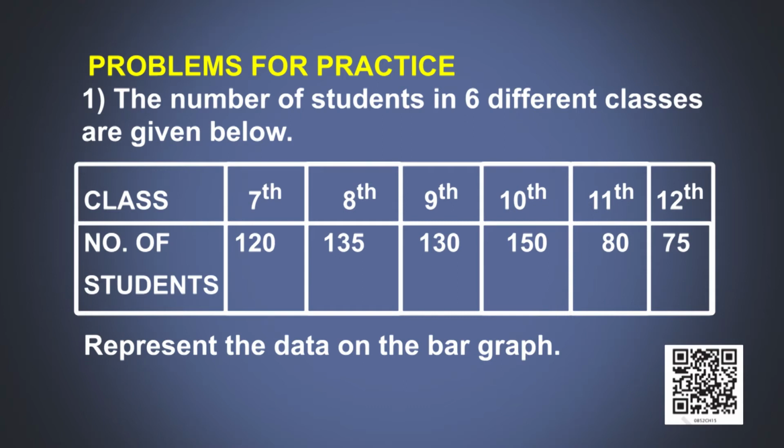Now solve a few problems for practice. The number of students in 6 different classes are given below. In class 7th, there are 120 students. In class 8th, there are 135 students. In class 9th, there are 130 students. In class 10th, there are 150 students. In 11th, there are 80 students and in 12th, there are 75 students. Represent the data on the bar graph.